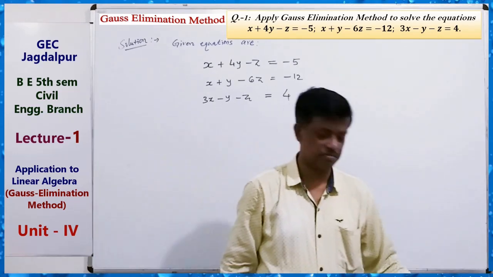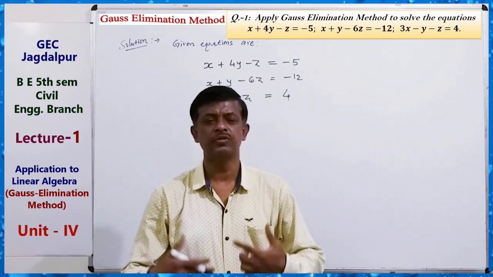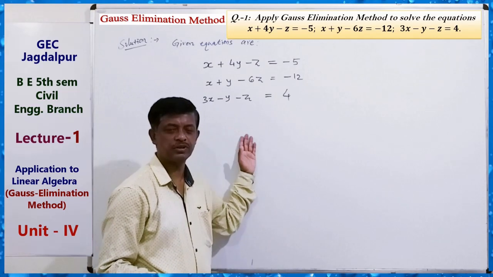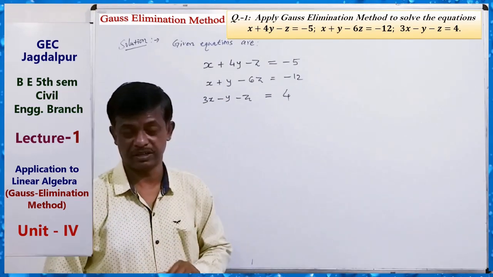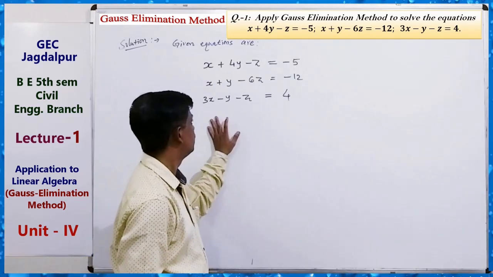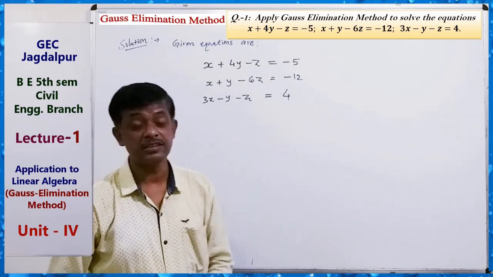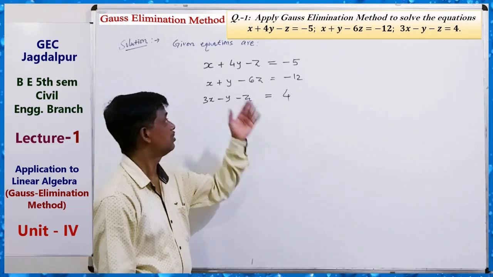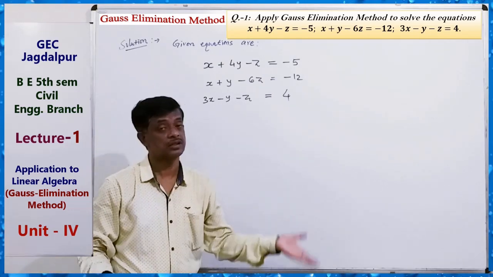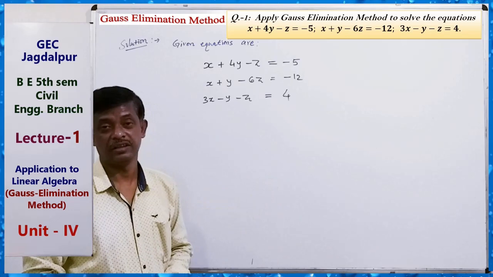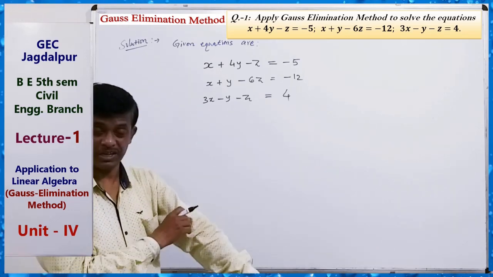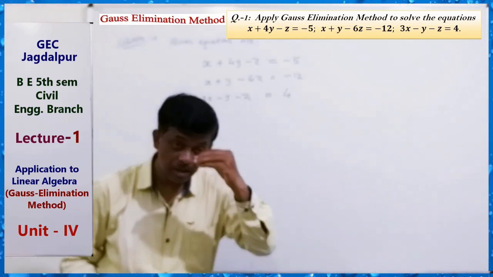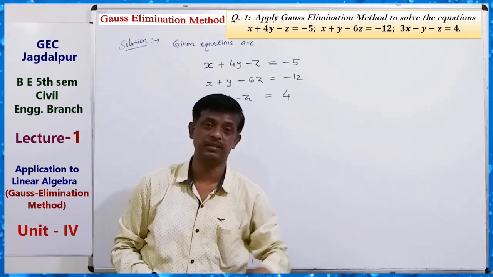This is the given system. We have to try to solve this system of equations by using the Gauss elimination method, because our main target is doing computer programming by using this method. Here the number of unknowns is 3, equations are also 3, that is n equals 3. So we can do it also by our previous method, but what is the Gauss elimination method? That will be the main thing here.